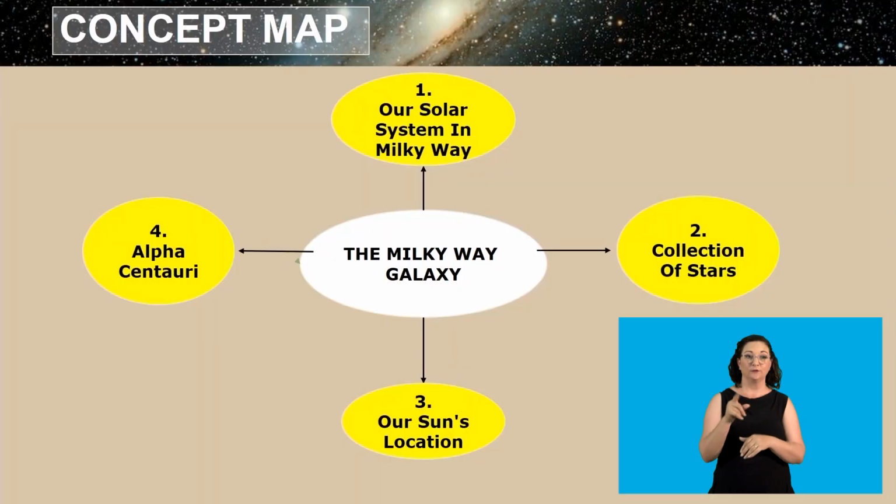Now that we have looked at our sun's location in the Milky Way galaxy, I know you now know that the sun is not at the center of the Milky Way galaxy, but at the edge of the spiral arm of the Milky Way galaxy, okay? Now that we understood that, we're going to go to our last concept, which is Alpha Centauri, okay?